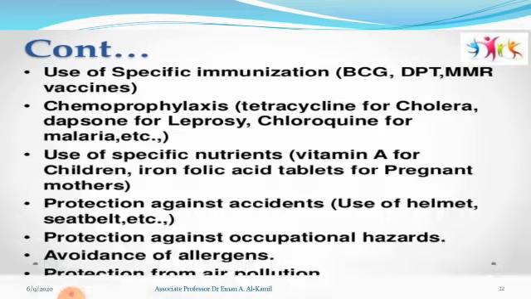The use of specific immunization, as we mentioned, for the BCG, DPT, and MMR. Chemoprophylaxis, as we mentioned, against malaria, or tetracycline for cholera, for the individuals who are in contact with patients with cholera, or in an epidemic of cholera, we can administer tetracycline for the people to prevent the occurrence of the disease. The use of specific nutrients such as vitamin D or vitamin A for individuals, or iron and folic acid tablets for pregnant women during pregnancy to prevent the development of anemia.